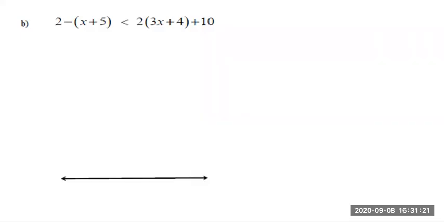All right, so we'll do some more examples of solving inequalities. So again, it's the same process we use to solve equations. So the first thing I'm going to do is simplify my expressions on each side.